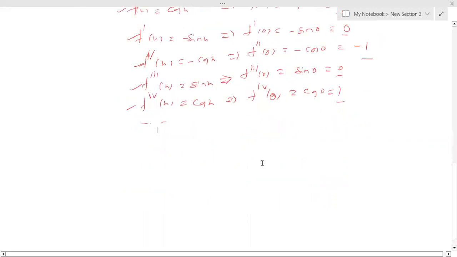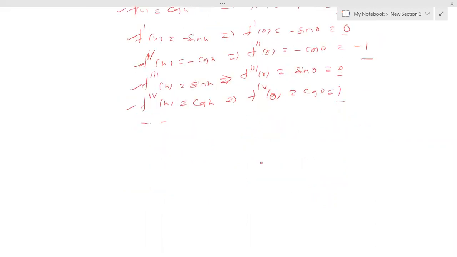One more thing, we require the nth derivative term because we want to represent the remainder in Lagrange's remainder form. So we require the f of nth form or the f of n plus 1th form.